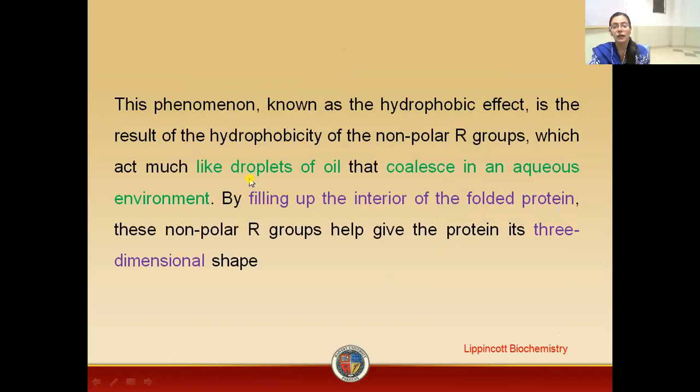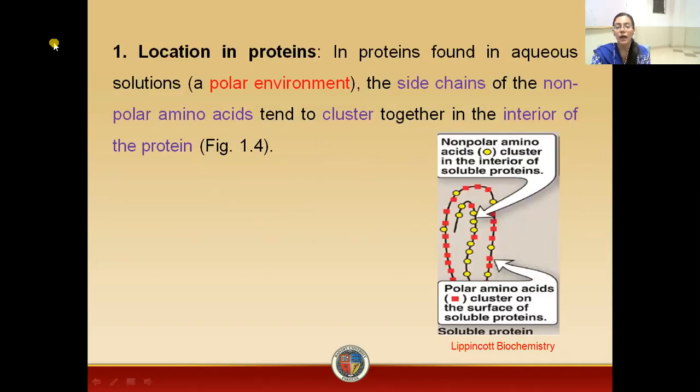Now, this is like the formation of oil droplets in water. If we add oil to water, you can see that there are droplets in the water. Similarly, if we introduce a non-polar amino acid into an aqueous solution, a polar environment, what will happen in that case? The amino acid will tend to cluster in the interior of the protein.